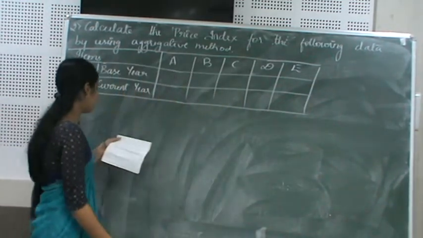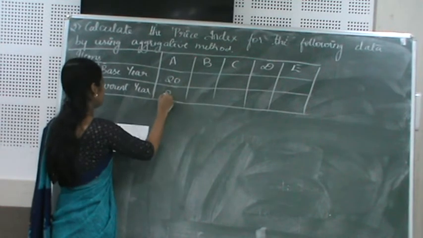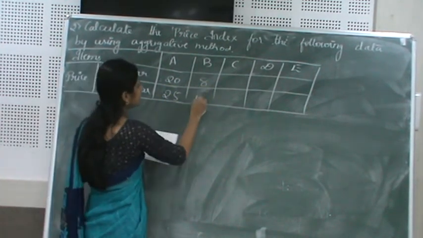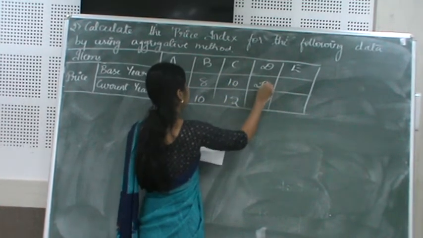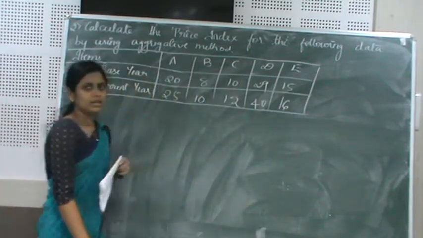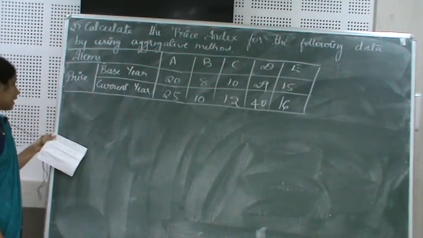The prices of the first item A are 20 and 25. In base year it is 20 and in current year it is 25. Next it is 8 and 10, then 10 and 12, 29 and 40. Next it is 15 and 16. So this is the question and we are asked to calculate the price index number under simple aggregative method.